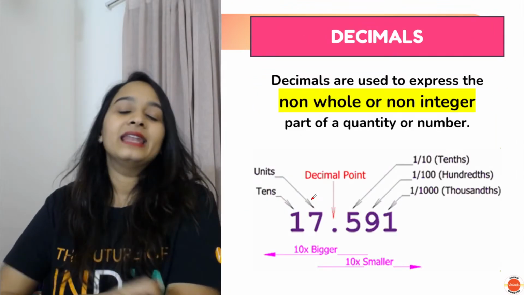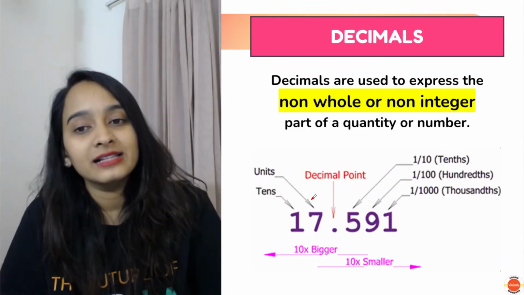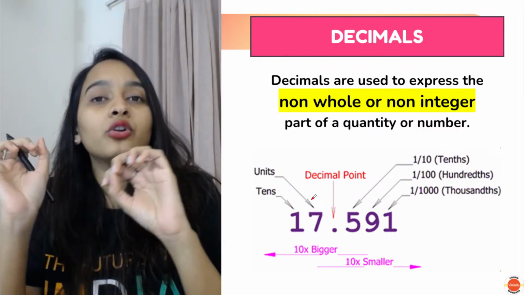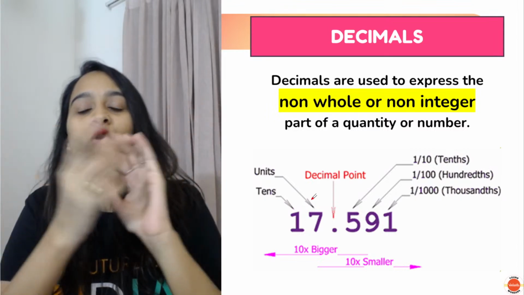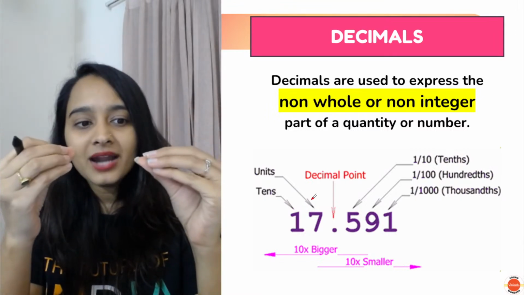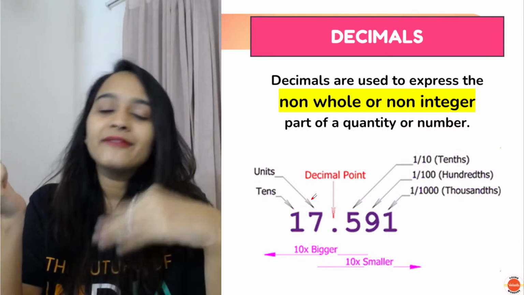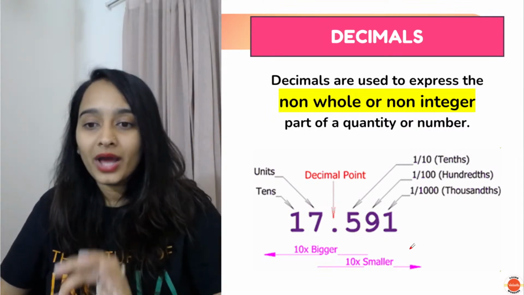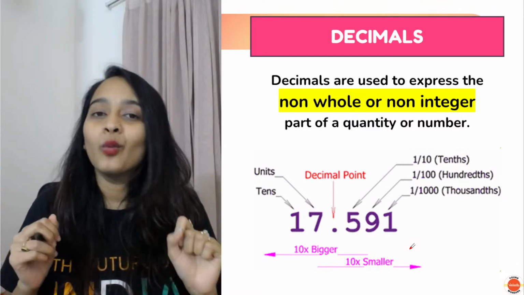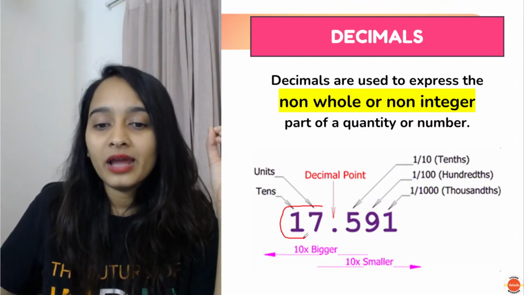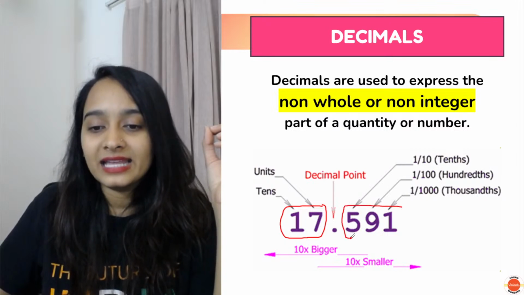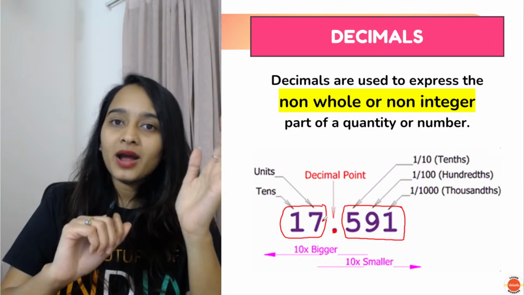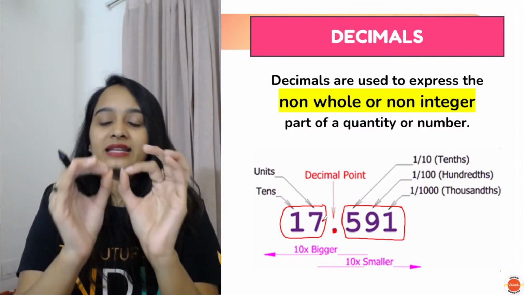Yes. Now come our decimals. Decimals are used to express a non-whole or non-integer part of a quantity, meaning a part which is not an integer and not a whole number. So this 17.591 is a decimal number. Why? Because it has a whole number part, a decimal part and a decimal point.